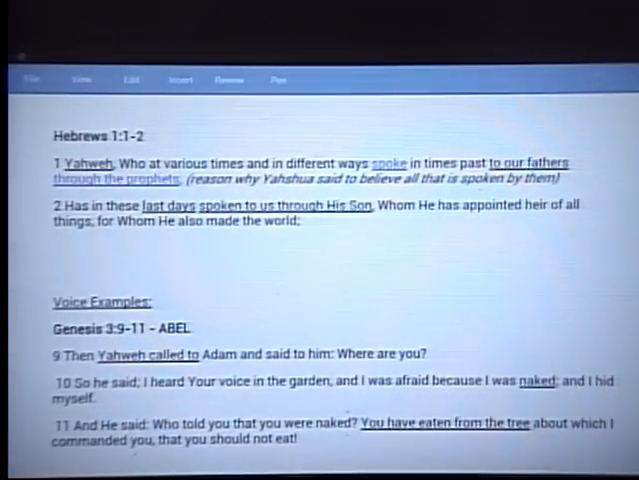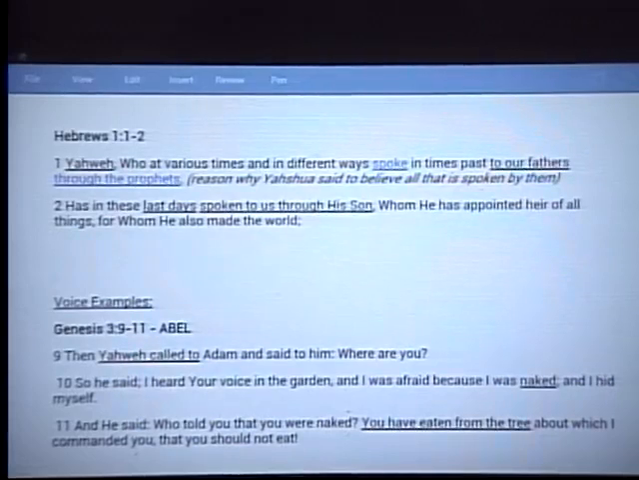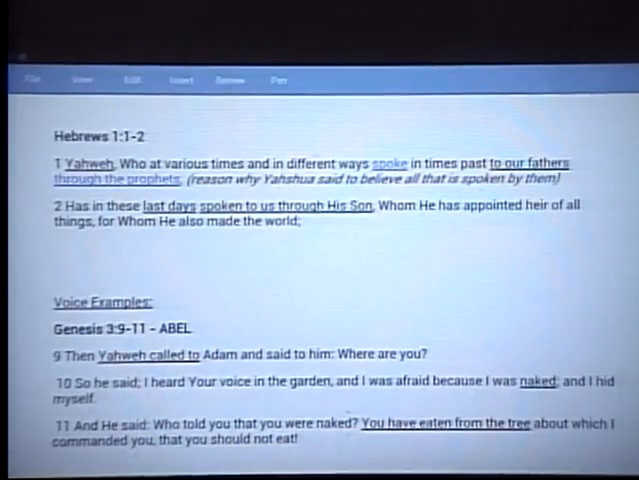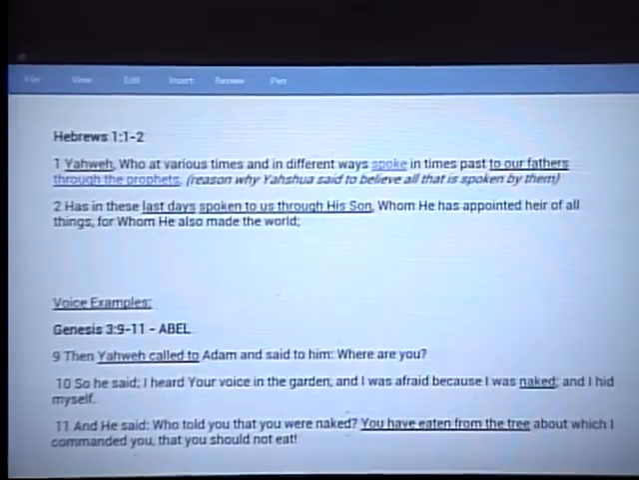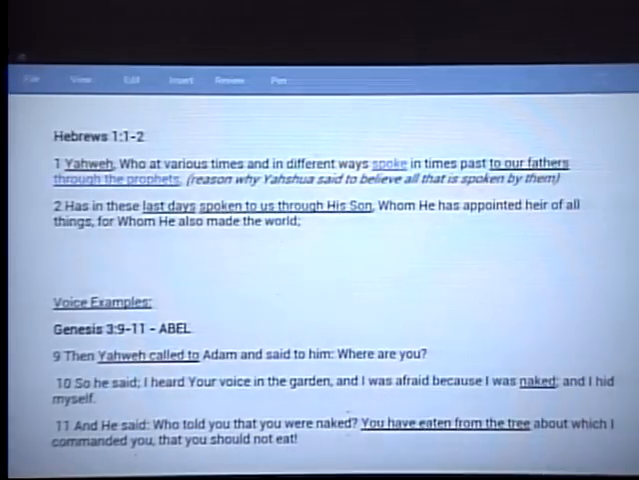That's the understanding that the Christian world has. Notice what it says in verse 11. He said, who told you that you were naked? Notice how he says what nakedness means. You have eaten from the tree about which I commanded you that you should not eat. That was his nakedness. It wasn't that Adam was walking around with no clothes on like a hippie in the old days. He didn't have the covering of Yahweh on.